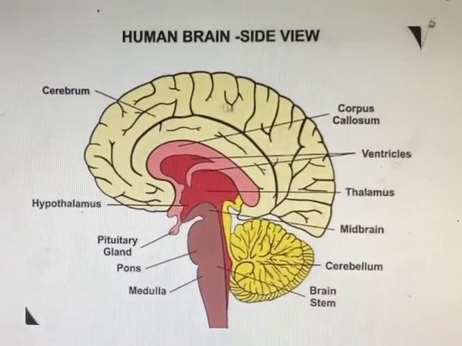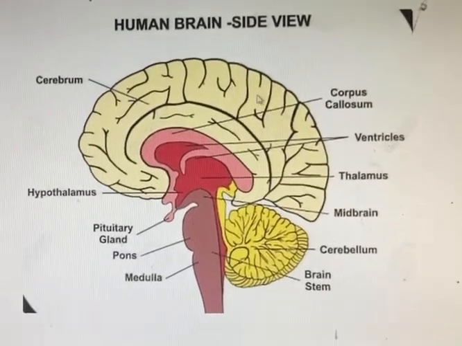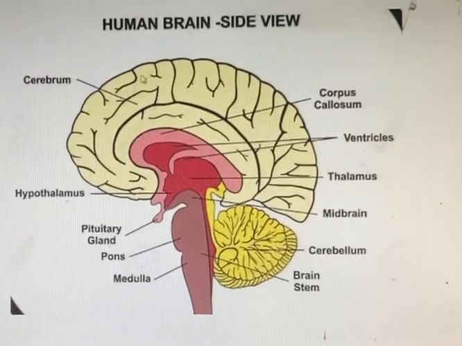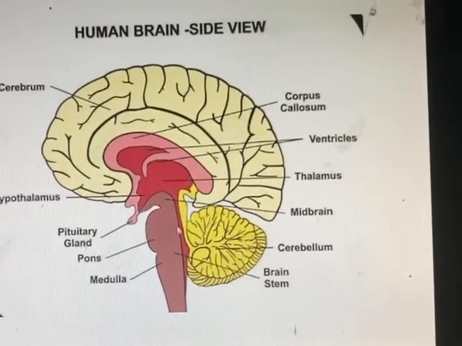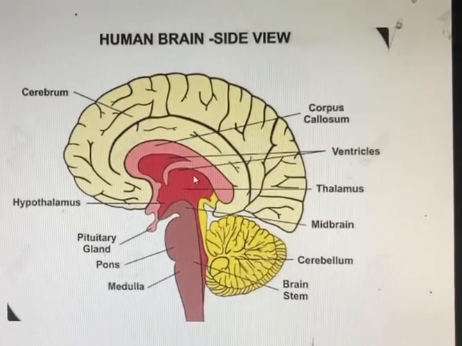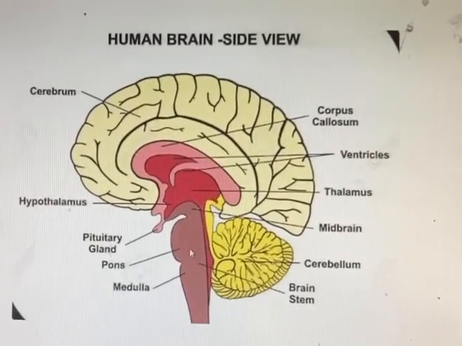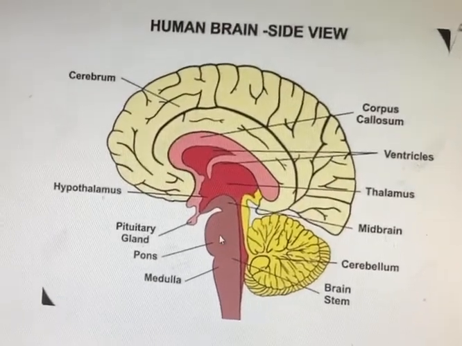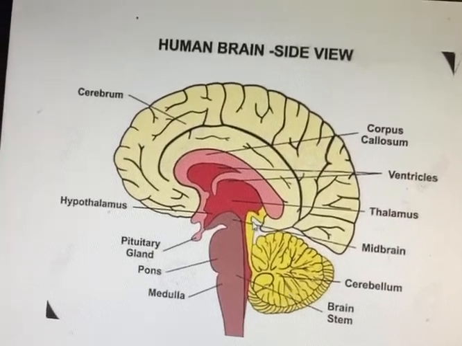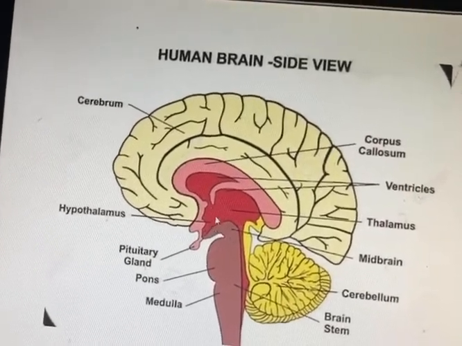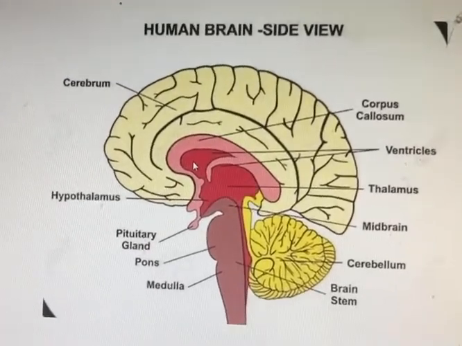Human brain, the side view shows different parts. You see the yellowish part is called cerebrum or forebrain. Inside, different connective tissues are there, and midbrain is found in between forebrain and the hindbrain. Hindbrain is formed of 3 parts: pons, medulla oblongata, and cerebellum. You see the location of the hypothalamus. This one is the hypothalamus portion, and just above the hypothalamus, thalamus is found.